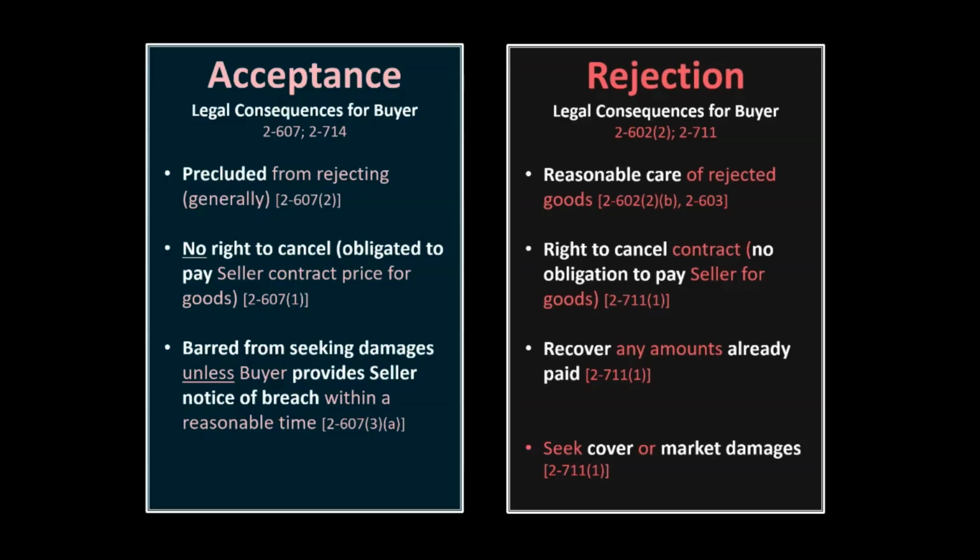Assuming the buyer gives timely notice under subsection 3A, the buyer's remedy is set forth in section 714 of Article 2. As we will see in the next video, that remedy is almost always damages, but the measure of the buyer's damages in this case is different than the cover or market-based damages that we have previously looked at. Now let's unpack these last two items. For the remainder of this video, we will look at the buyer's notice to the seller of breach. And in the next video, we will address the damages available to the buyer who accepts a nonconforming tender.